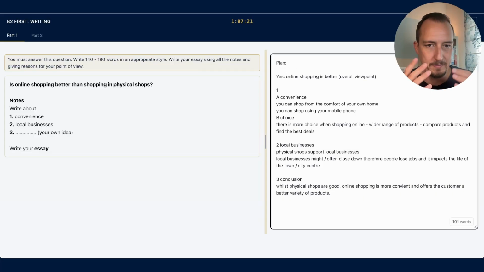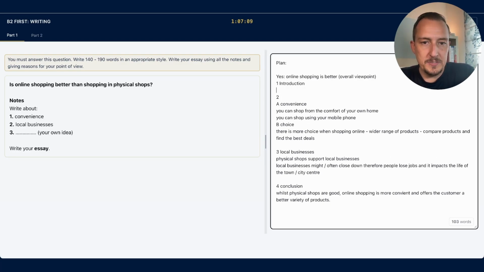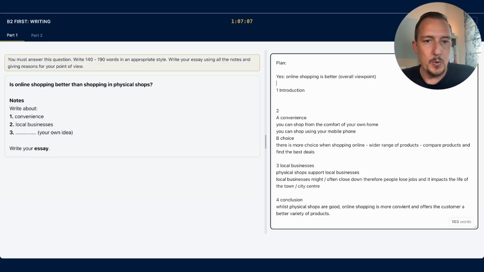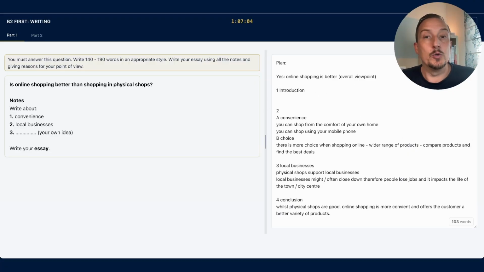So our viewpoint, yes, we've got the main body of this. So actually, this is going to be paragraph number 2, this is going to be paragraph number 3, and this is going to be paragraph number 4. Now, the first paragraph, of course, is going to be our introduction. So what makes a good introduction in a B2 First writing part 1 essay?